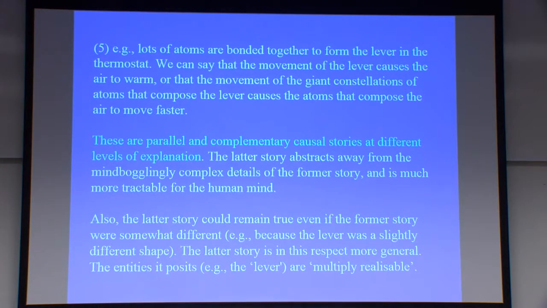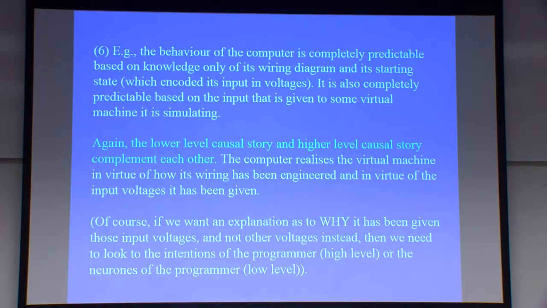The entities it posits are multiply realizable," and this takes me back to the argument I gave just a minute ago. "E.g., the behavior of the computer is completely predictable based on the knowledge only of its wiring diagram and its starting state, which is encoded in its input voltages. It is also completely predictable based on the input that is given to some virtual machine it is simulating. Again, the lower level causal story and higher level causal story complement each other. The computer realizes the virtual machine in virtue of how its wiring has been engineered and in virtue of the input voltages it has been given."